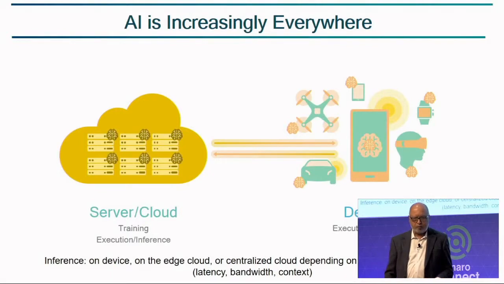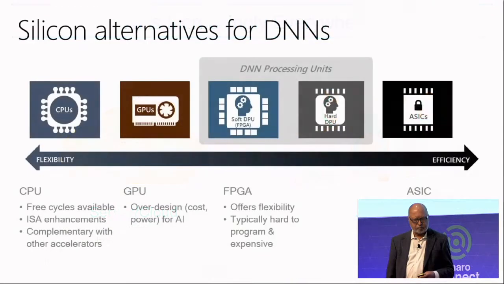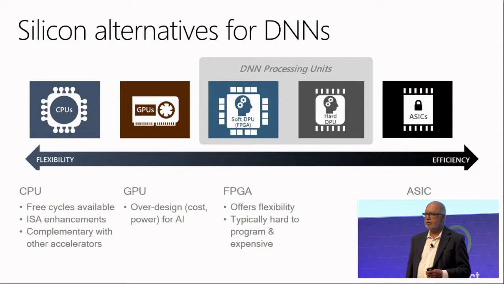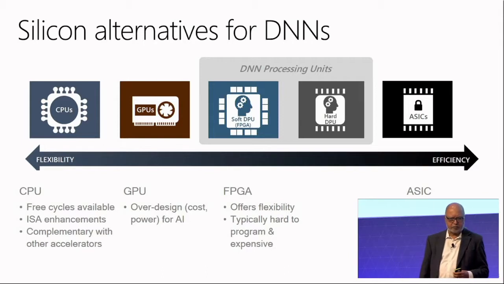So AI is everywhere, and inference is happening on the device, at the edge, and at the centralized cloud, again, depending on the use case. There isn't a single answer that everything will be done in one place or the other. So what are some of the silicon alternatives for deep neural networks?